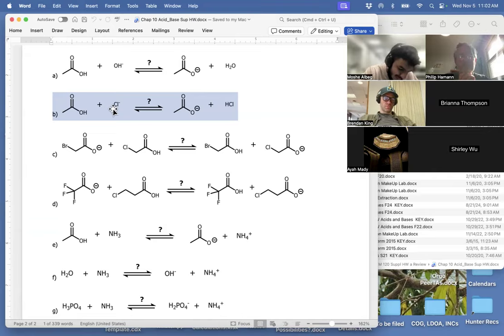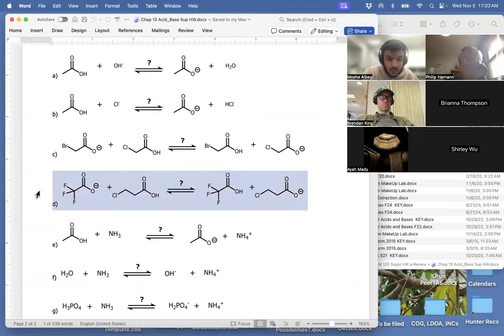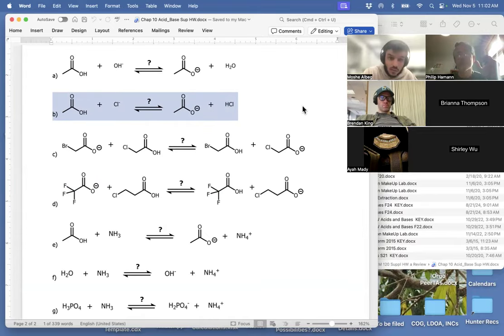I see. Thank you, Dr. Hammond. For B, it strictly goes towards the left. Yeah, there is no equilibrium here, really. The amount on the right here in number B is going to be approaching parts per billion, if not less. So there's no real equilibrium here.